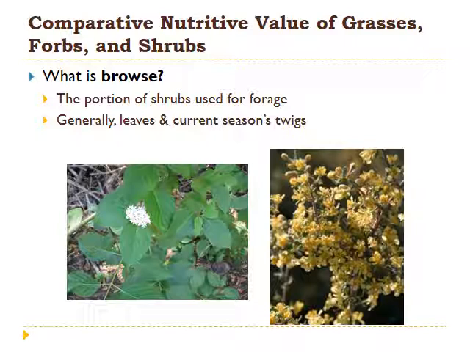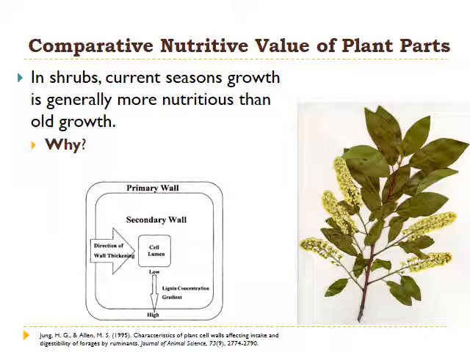Let's talk a little bit more about shrubs, and this is going to relate some to that lignification issue. Remember that browse is that portion of a shrub that is used as forage. It's generally the leaves and current season twigs. So when I talk about browse, that's what I'm talking about. And why do browse lose forage value as they get older?